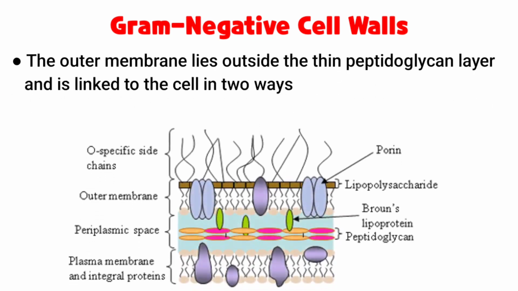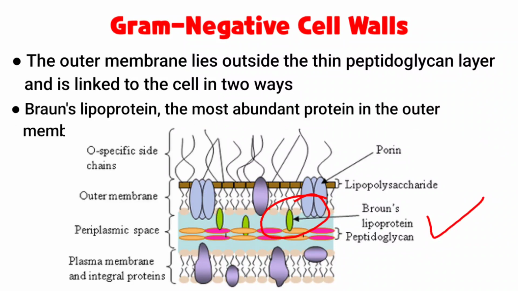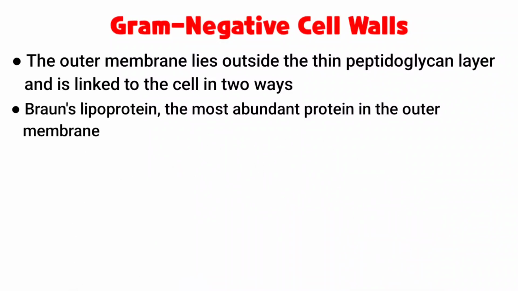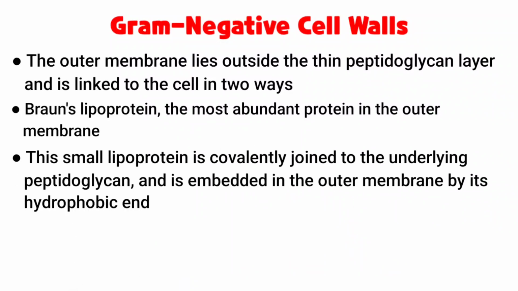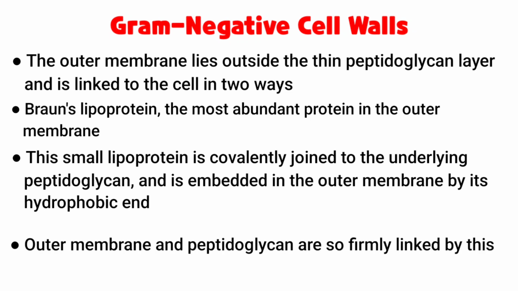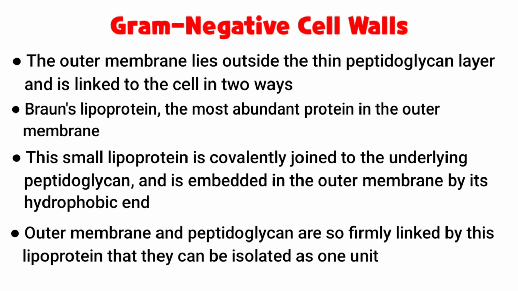The outer membrane lies outside the thin peptidoglycan layer and is linked to the cell in two ways. The first is by Braun's lipoprotein, the most abundant protein in the outer membrane. This small lipoprotein is covalently joined to the underlying peptidoglycan and is embedded in the outer membrane by its hydrophobic end. The outer membrane and peptidoglycan are so firmly linked by this lipoprotein that they can be isolated as one unit.